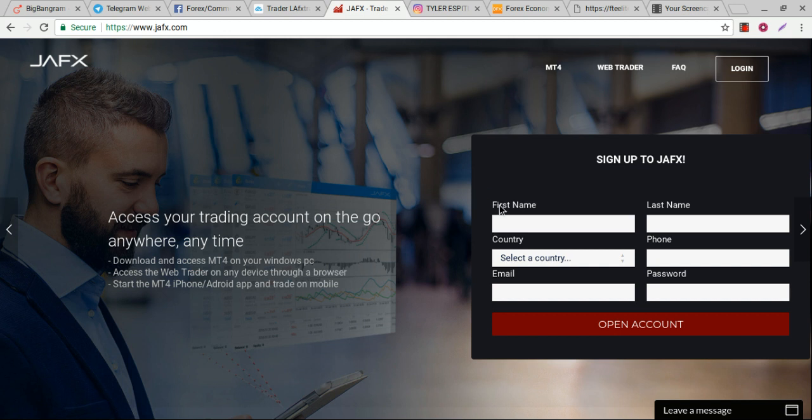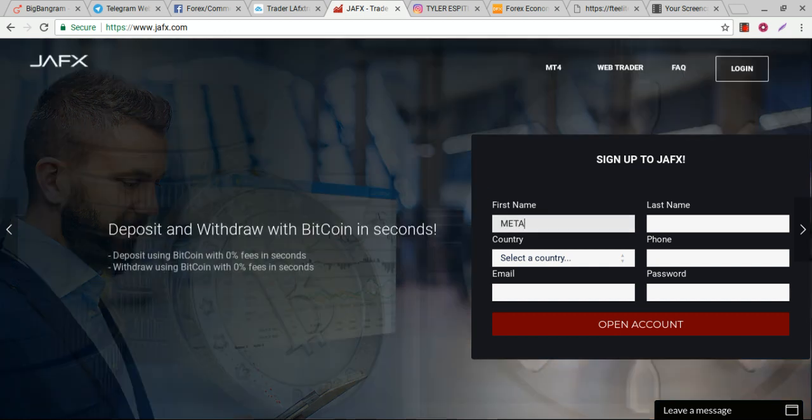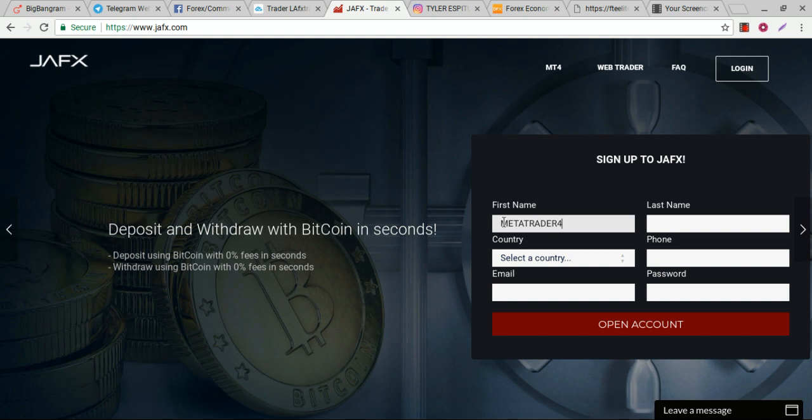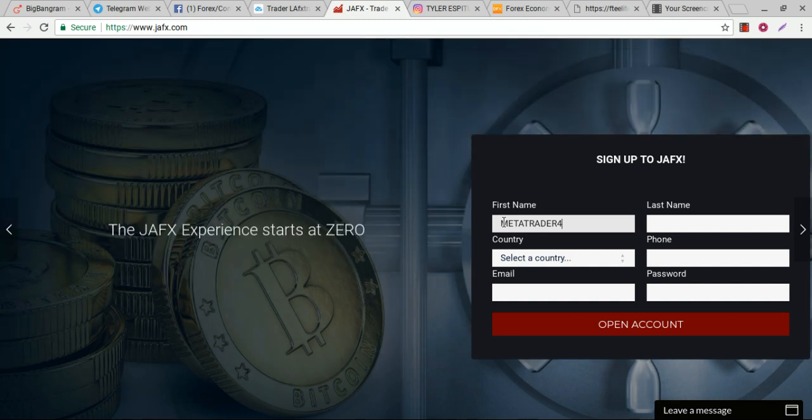So how that looks is like this. I'm just going to type it by the first name. Meta Trader 4. It's a web application where you can place your buy and sell orders. You can manage your trades on your phone. That's one of the best things to do.